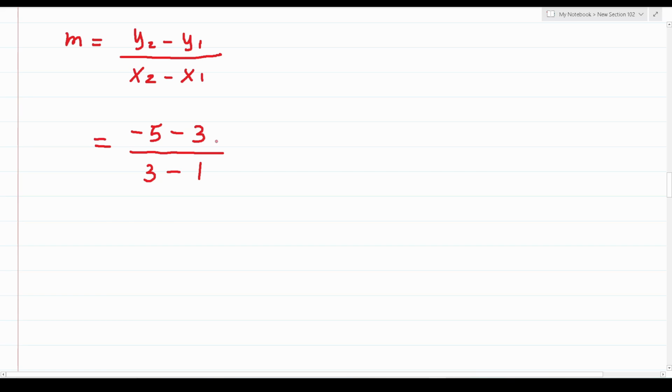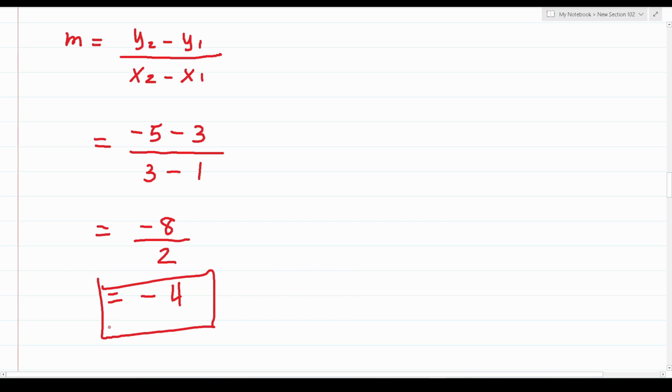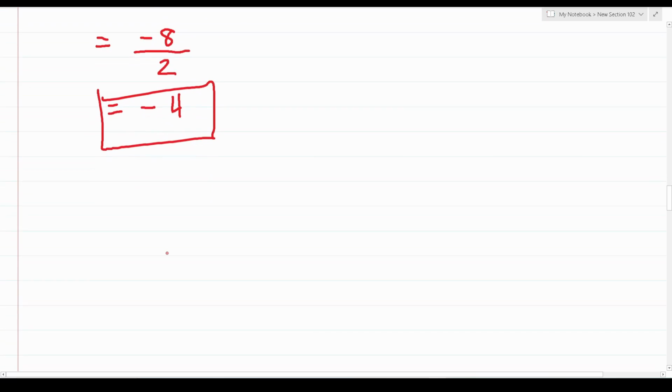All right, let's keep working this out. Negative 5 minus 3 is going to be negative 8. 3 minus 1 is 2. So this is negative 8 divided by 2, which is going to be negative 4. All right, so the slope of this line is negative 4. All right, so that's that one.